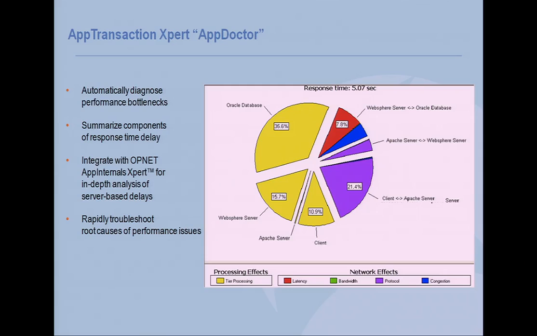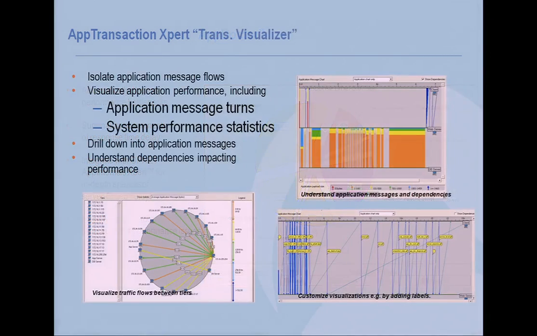So that's what this does: it helps you analyze transactions, does automatic diagnosis, and shows you where the components of delay are. It integrates with AppInternals Xpert, which is a server-based tool. I don't know if anybody here is familiar with that. Oh, a couple people are, excellent. And it helps you rapidly troubleshoot things. It also does prediction, and we're going to do that today. I'll show you an example of that.